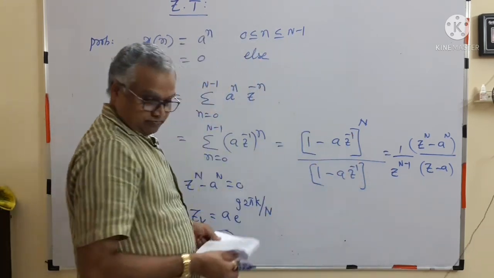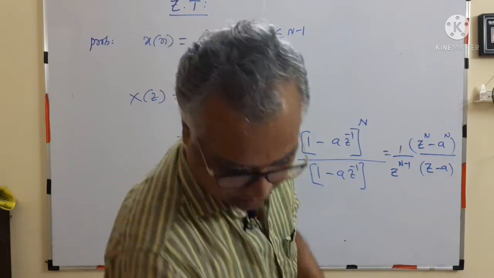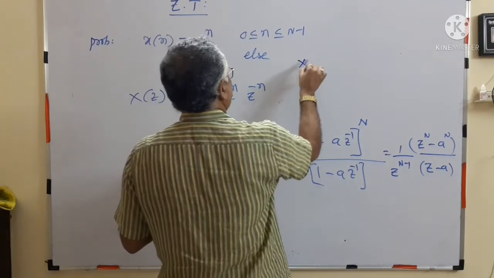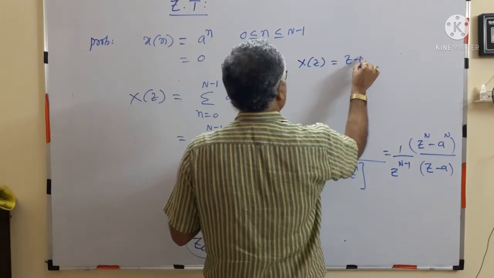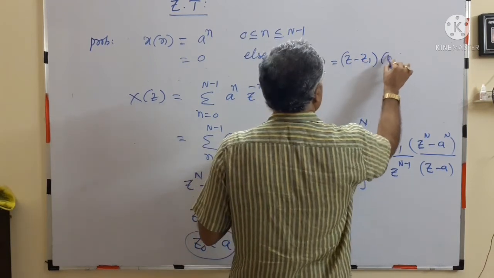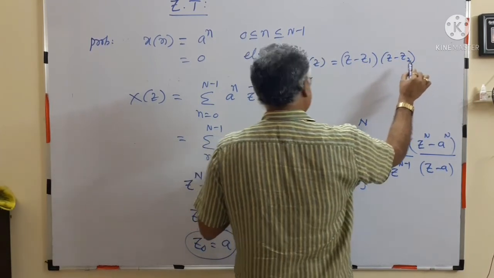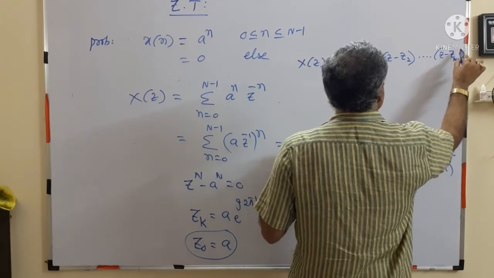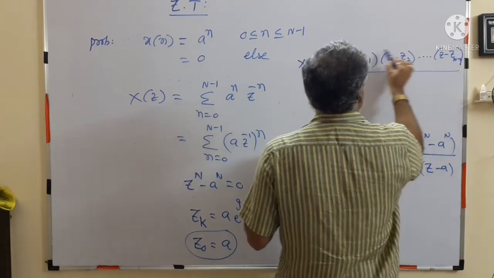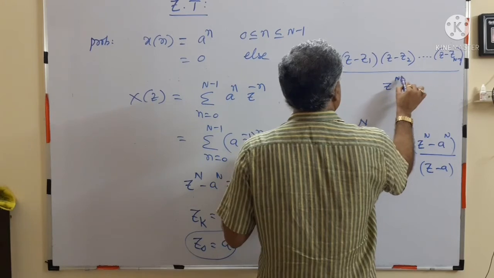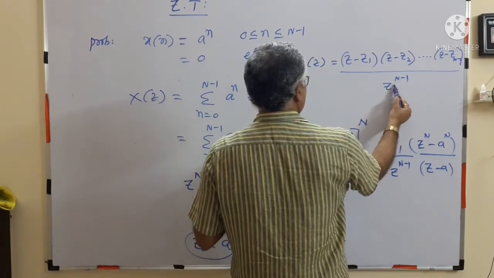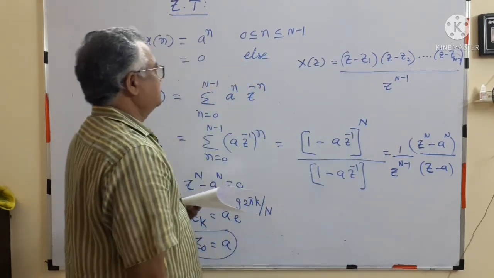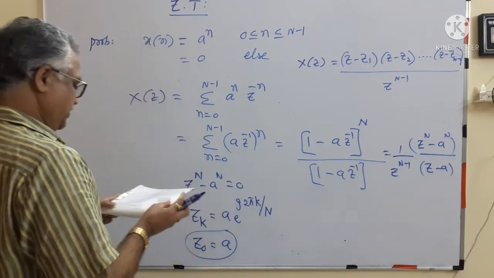So that is the generalized expansion. Generalized expansion is this. So we can write x of z as z minus z1, z minus z2, and so on, z minus z n minus 1, over z to the power of n minus 1. So we have n minus 1 poles at z equal to 0. These are the zeros, n minus 1 number of zeros. This is x of z answer.